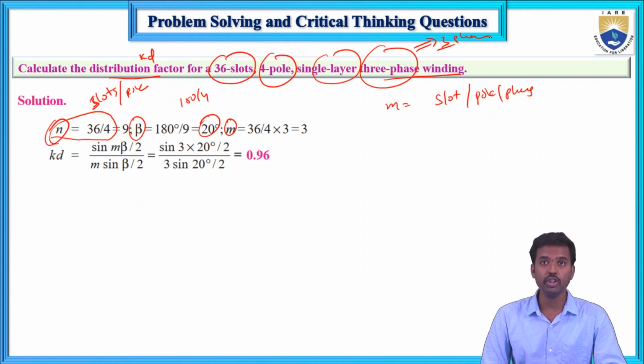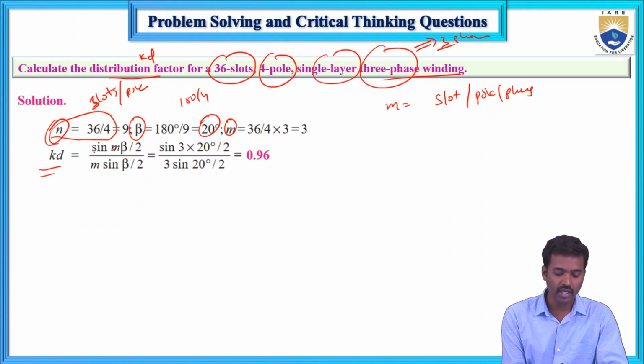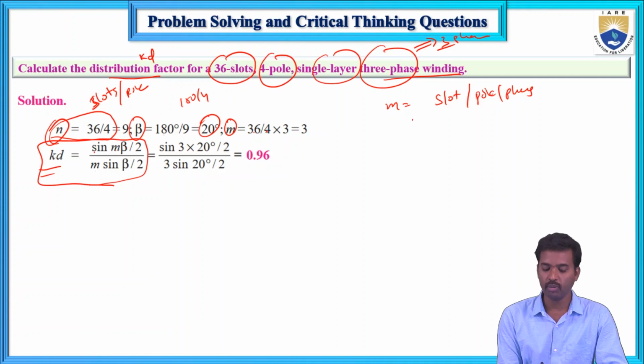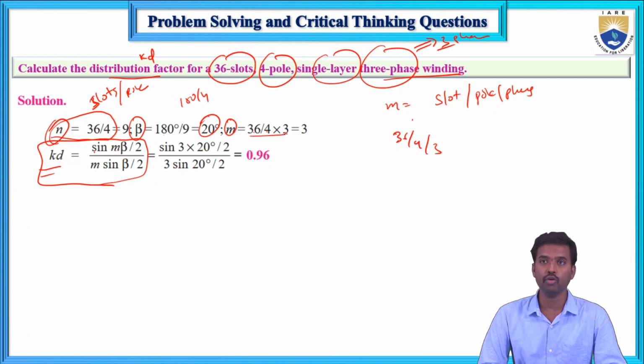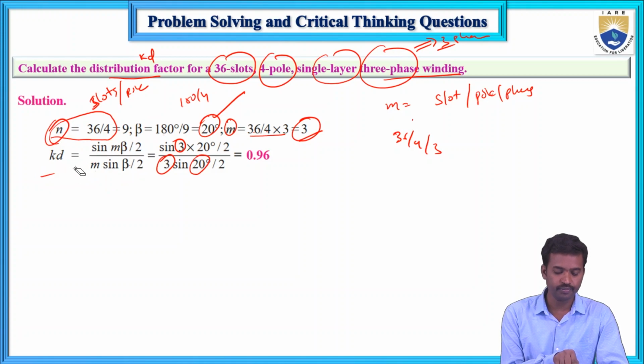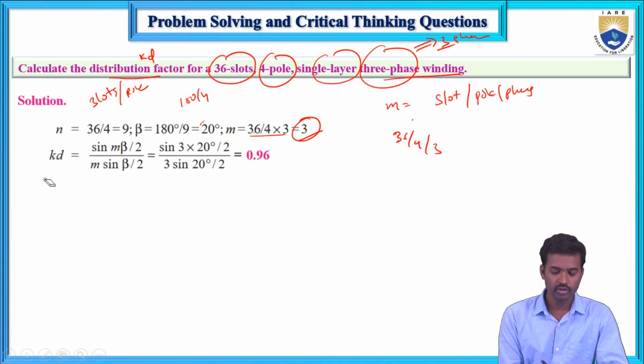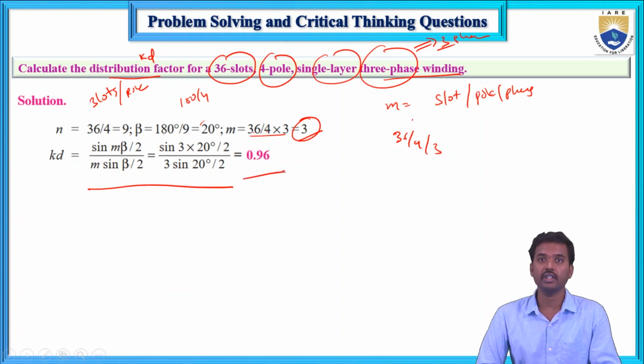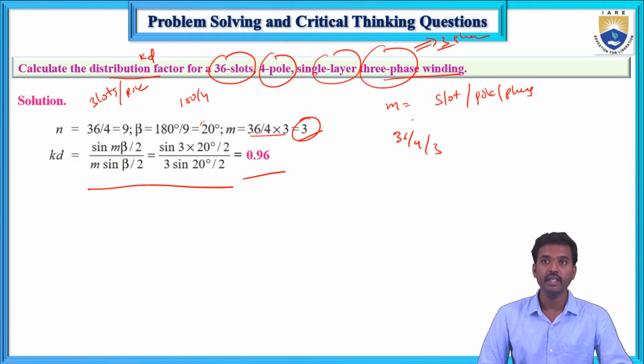Now the distribution factor formula is KD equals sin of M beta by 2 divided by M sin beta by 2. Here M equals 36 by 4 by 3, which equals 3. So M equals 3 and beta equals 20. If you simplify the formula carefully, the distribution factor KD equals 0.96.